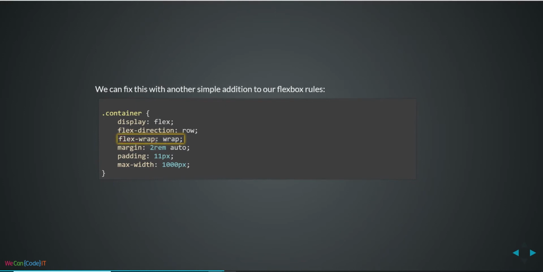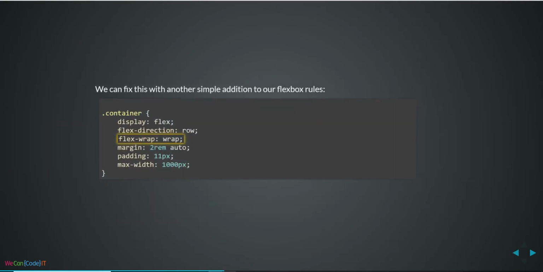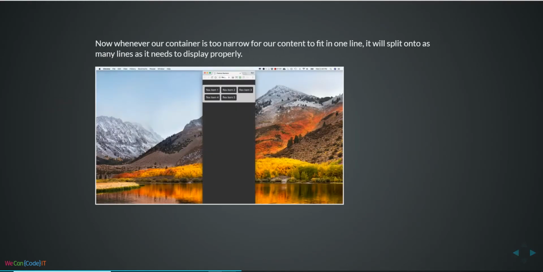So there's a flex wrap property, and we're just going to give it the wrap value. There's also a no wrap value, which is no dash wrap, and that's actually the default value. That's what we're seeing with this behavior here. So when we declare flex wrap, let's see what we get.